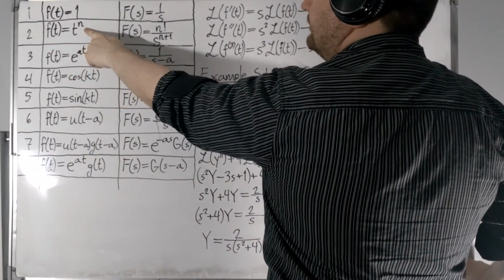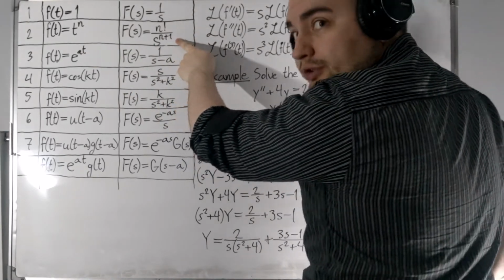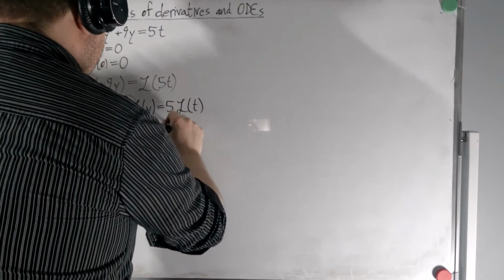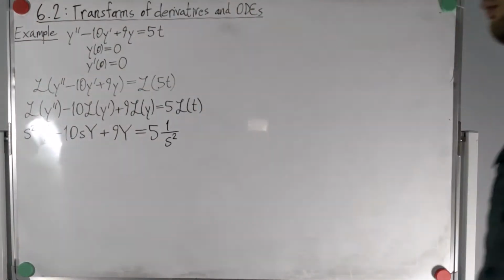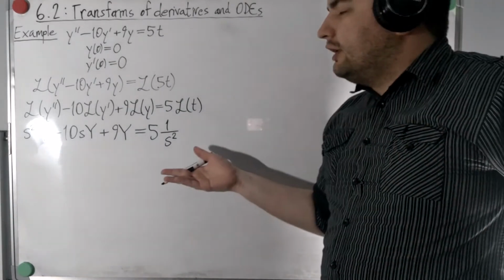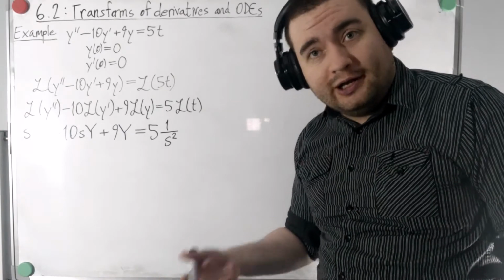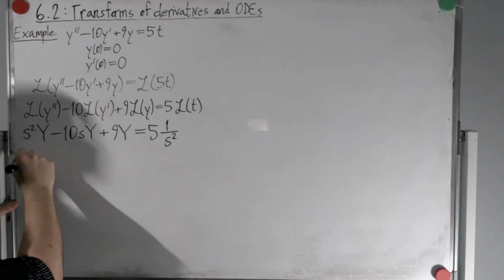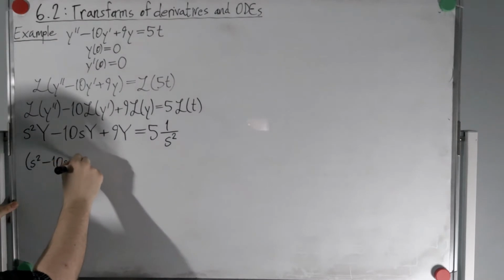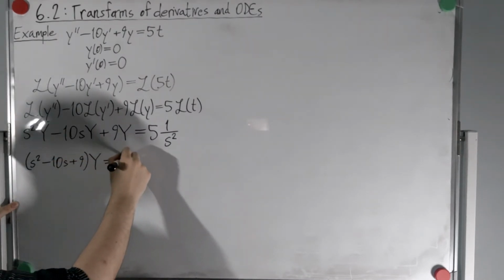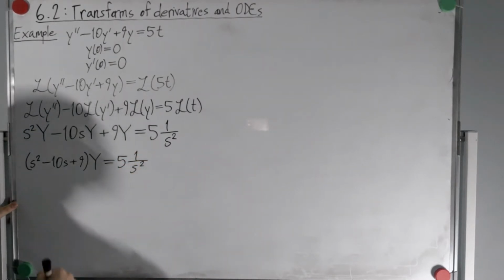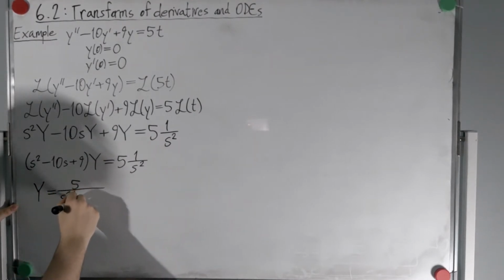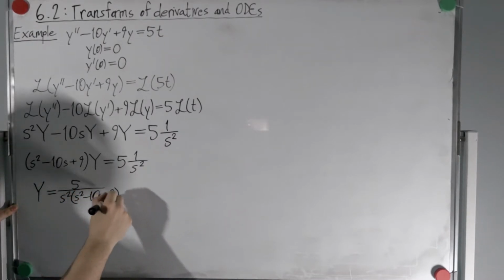Laplace transform of t to the 1 is 1 factorial divided by s to the 1 plus 1. So 1 over s squared. Now we have an equation that we can solve for capital Y, which is the Laplace transform of lowercase y, which is our solution. We can factor out capital Y from the left-hand side and get s squared minus 10s plus 9 capital Y equals 5 times 1 over s squared. In that case, Y is equal to 5 divided by s squared times s squared minus 10s plus 9.